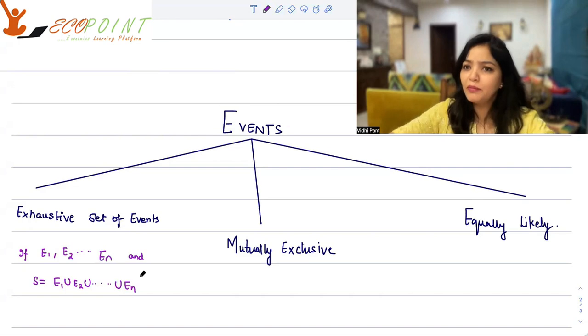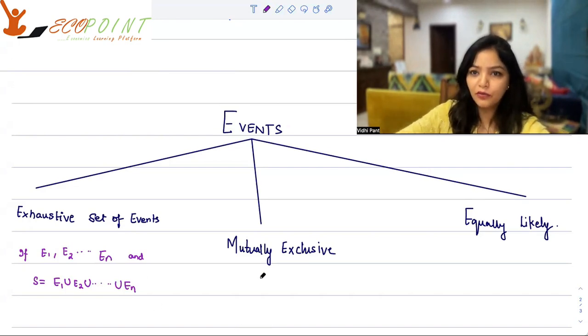Now, what do we mean by mutually exclusive? Mutually exclusive means that if you take two events A and B, now these two events could be mutually exclusive under a situation. Under which situation? If they do not share anything in common. That means their intersection, mutually exclusive or disjoint, their intersection is equal to phi. Then you will call A and B mutually exclusive events.